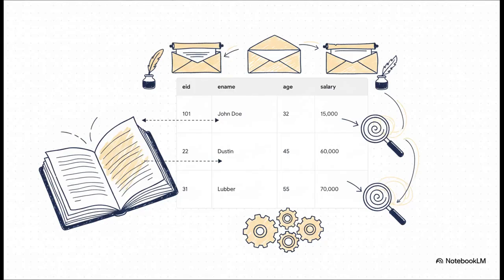Okay, let's make this real. Look at this simple employees table. Every row here represents one employee. That's our book. And the columns, employee ID, name, age, salary, those are the chapter titles that neatly organize all the information about that person. See? It's clean, it's structured, and it's incredibly fast to search through.